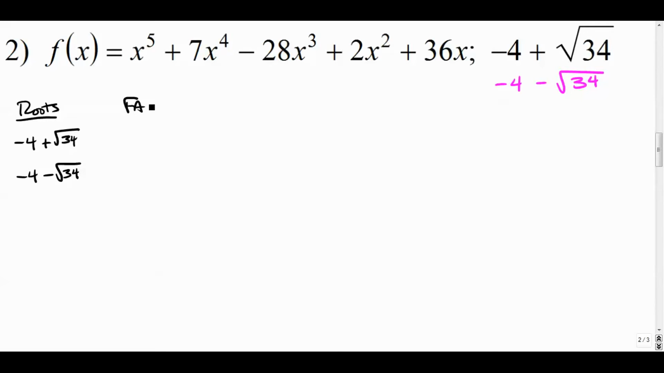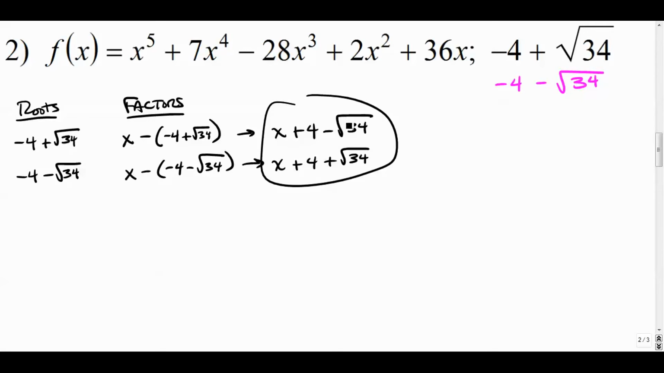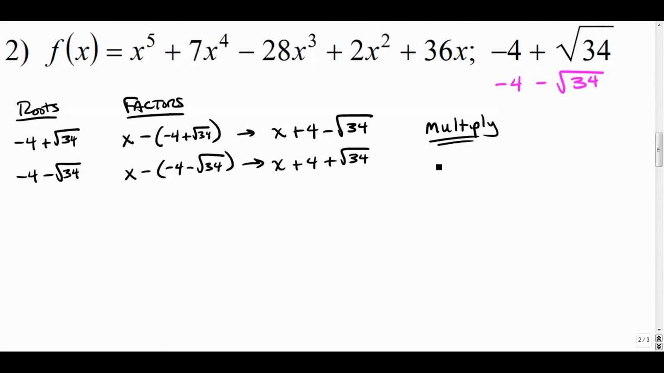So these are my roots. Let's turn them into factors. Remember, the rule is x minus the root, so that turns into x plus 4 minus the square root of 34. Down here, x minus -4 minus root 34. Simplify. I'm going to distribute that negative inside, plus 4 plus square root of 34. So let's multiply these two together. Looks more confusing than it is. I'll show you why in a second.